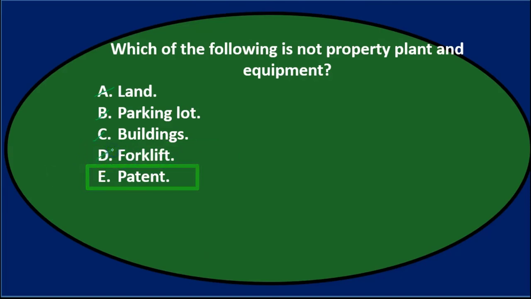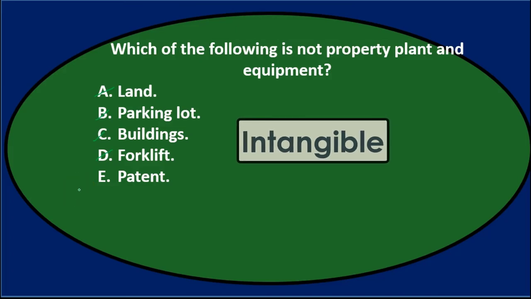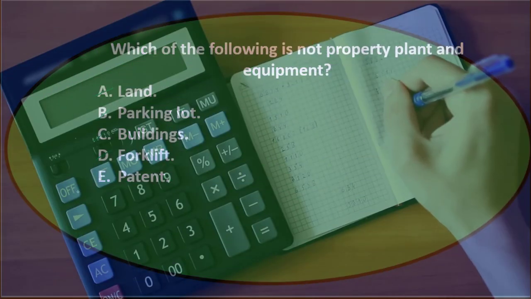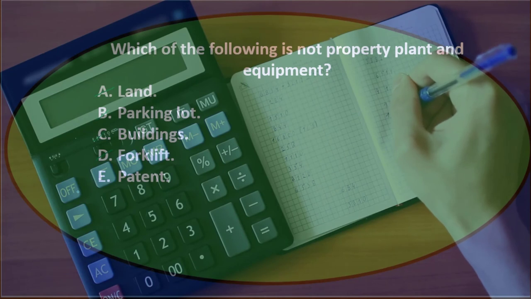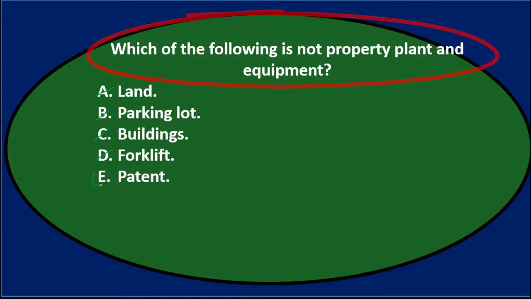So we're left with a patent. And the patent does have a useful life, but isn't property, plant, and equipment typically because it's intangible. So that's going to be an intangible asset. We're going to treat it much the same, put it on the books as an asset, and then try to allocate the cost over its useful life, but it's not a tangible asset. So therefore, the answer is patent. Which of the following is not property, plant, and equipment? E, patent.